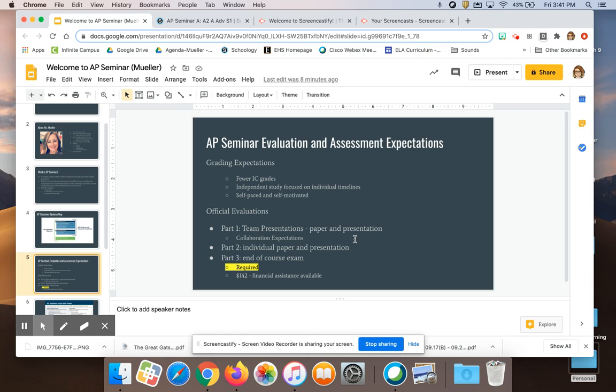Some things that are different from a traditional English class in AP Seminar, first and foremost, is grading expectations. You are going to see much fewer grades in Infinite Campus because the nature of the class is to promote self-pacing and self-motivated students. And we do that by allowing for independent study and individual timelines.